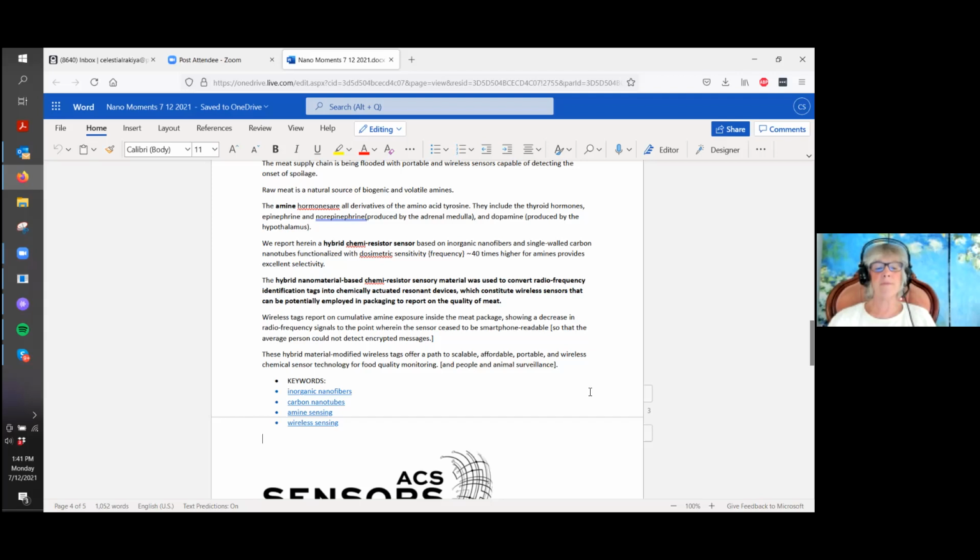Going down to the next paragraph, the hybrid nanomaterial-based chemiresistor sensory material was used to convert radio frequency ID tags into chemically actuated resonant devices, which constitute wireless sensors that can be potentially employed in packaging, and I would say even in your body, because your skin is your packaging, to report on the quality of the meat or the quality of the condition of our body. So these wireless tags report on cumulative amine exposure inside the meat package.